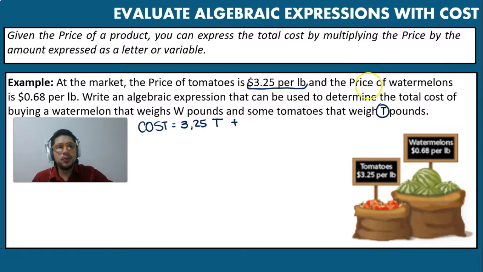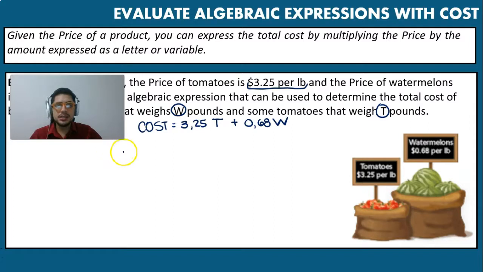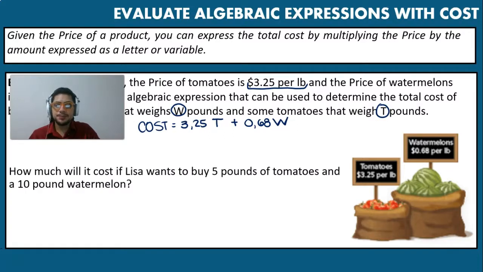plus the price of watermelons, which is 0.68 per pound. So I'm going to add 0.68 per pound multiplied by how many pounds did I buy? I bought W pounds. And that is how we're going to express it. So the total cost in terms of T and W, the algebraic expression, is going to be 3.25 T plus 0.68 W, where T is the amount of pounds of tomatoes and W the amount of pounds of watermelon, right?